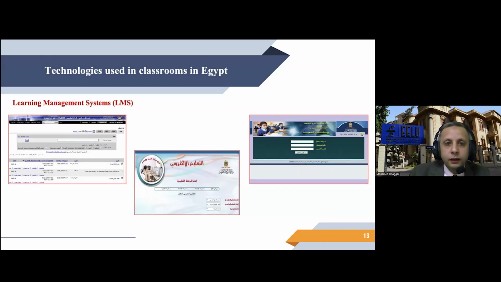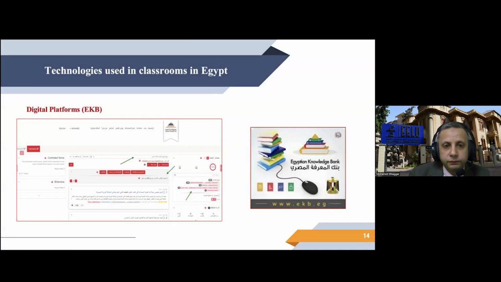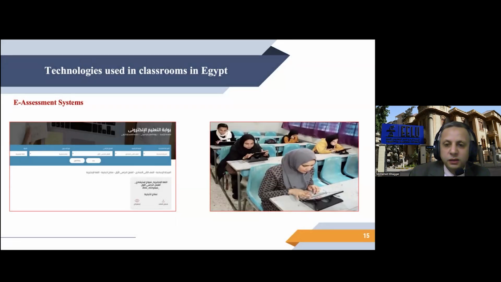Learning management system. The Ministry of Education has a fantastic learning environment. Students can explore the content anywhere, anytime, and learn from these materials at their own pace. Digital platforms like the Egyptian Knowledge Bank, we talked about this before. E-assessment systems. The Ministry of Education's platform offers e-assessment quizzes, assessments, exams, and trial exams for all education stages.